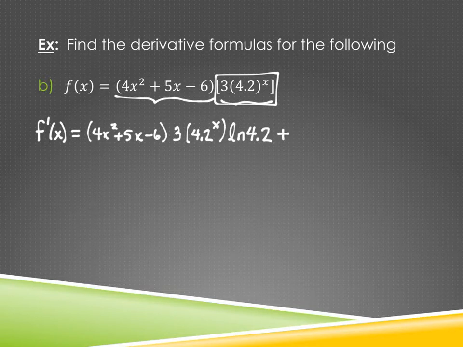All right, we're doing addition. These are all addition problems, right? Always addition between them, and we're doing the reverse. Now I need the derivative of 4x squared plus 5x minus 6. So what's that one? 8x plus 5. Perfect. And last step, rewrite the second piece. 3 times 4.2 to the x.